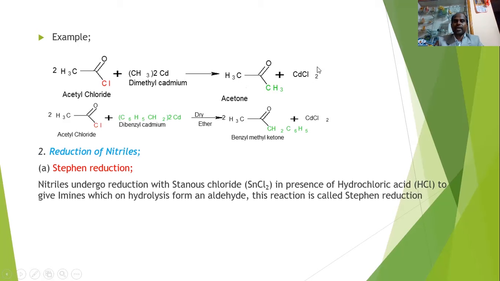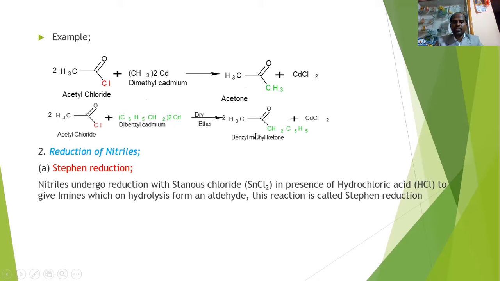And cadmium chloride is a byproduct. It can be removed. So suppose we are taking another reagent, dibenzyl cadmium. This is again a different reagent, different meaning cadmium reagent only, alkyl cadmium only. And this dibenzyl cadmium, when it is treated with acetyl chloride, forms this particular ketone.